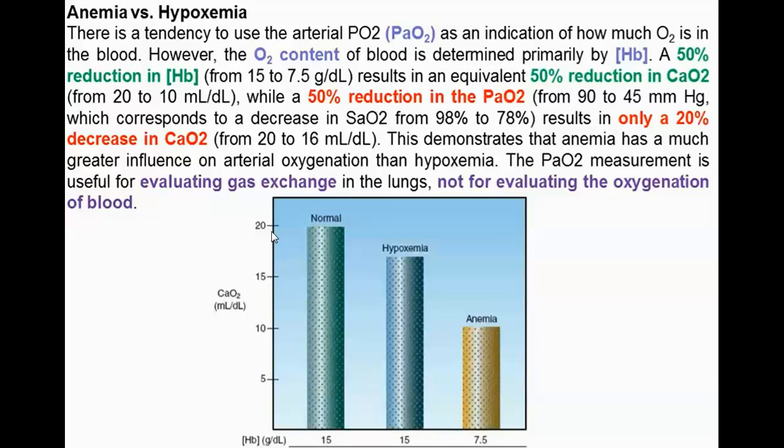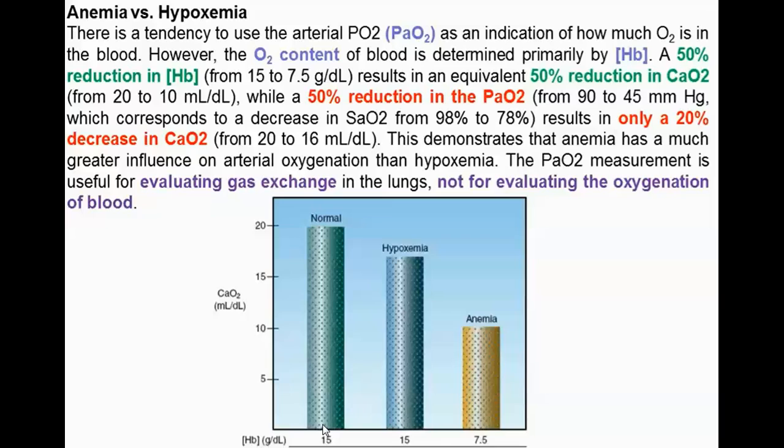How does it come to 20? 15 multiplied by 1.34. 1 times 15 is 15, 0.34 times 15 is 5, and 15 plus 5 equals 20, if the saturation is 100%. This is the equation. Is it clear?